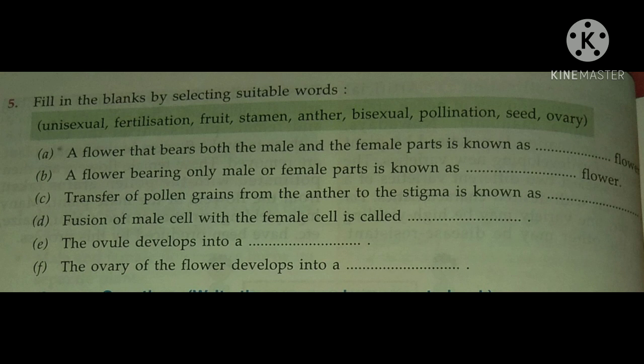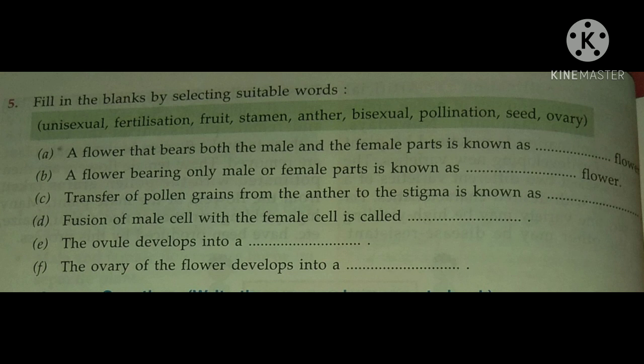A flower bearing only male or female parts is known as unisexual flower. Next, transfer of pollen grains from the anther to the stigma is known as pollination. Next, fusion of male cell with the female cell is called fertilization.